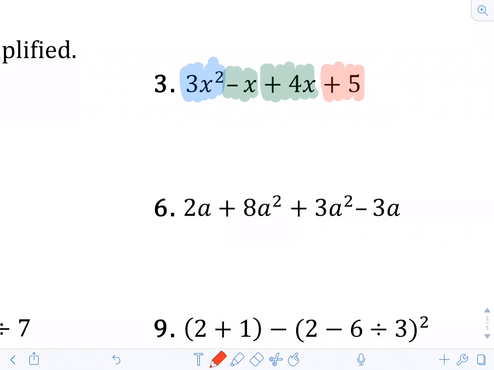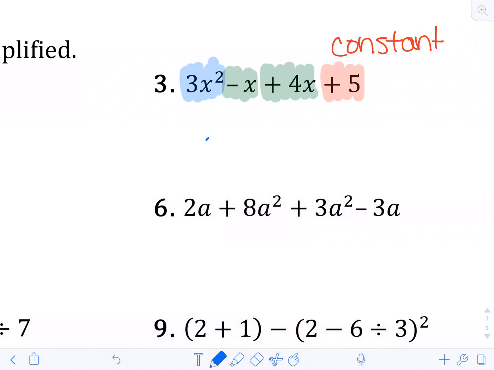We call that a constant because there's not a variable associated with it. It's just a number all by itself. And there's not any other numbers that do not have a variable, which is a letter, attached to it. So that's the only thing I'm going to highlight in red.